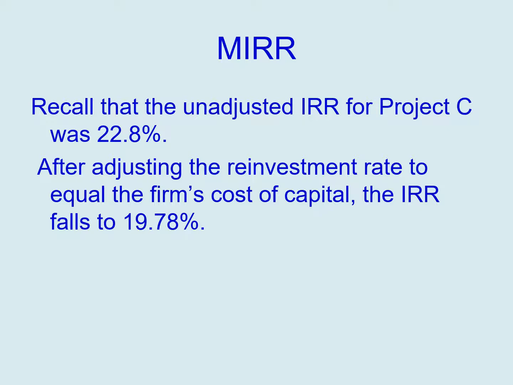So the unadjusted IRR again was 22.8%. Notice when we force the reinvestment rate to be 10% rather than 22.8%, it brings that IRR down. Now here it didn't make a huge difference, because we're talking about a project that only has a life of 5 years, and the IRR isn't hugely high, so it didn't make that big a difference.